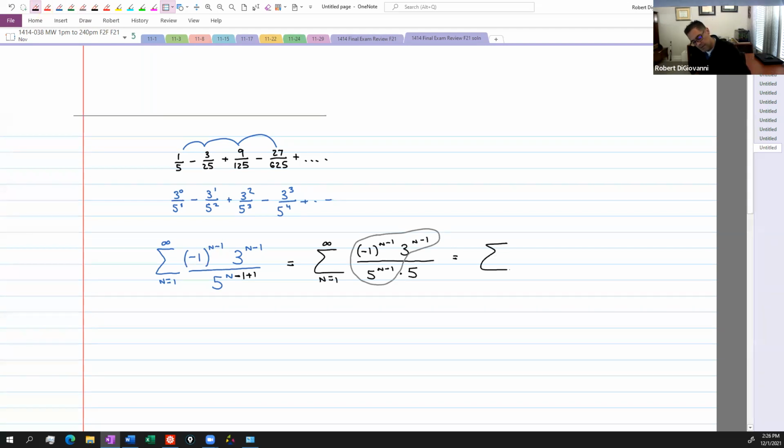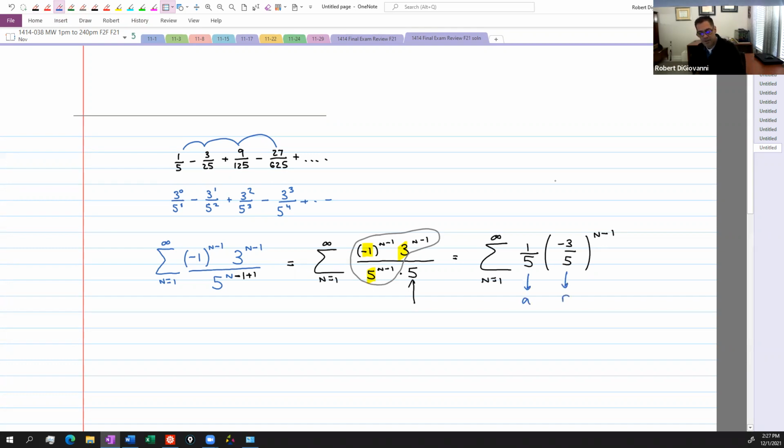So I can rewrite this as a 1/5. The 1/5 is from this 5 on the bottom, just slide it out to the front as a 1/5. And then everything else I'm going to put in parentheses together. So I'm putting the -1 and the 3 and the 5 all together in one fraction to give me -3 over 5 to the n-1. There's your A, there's your R.